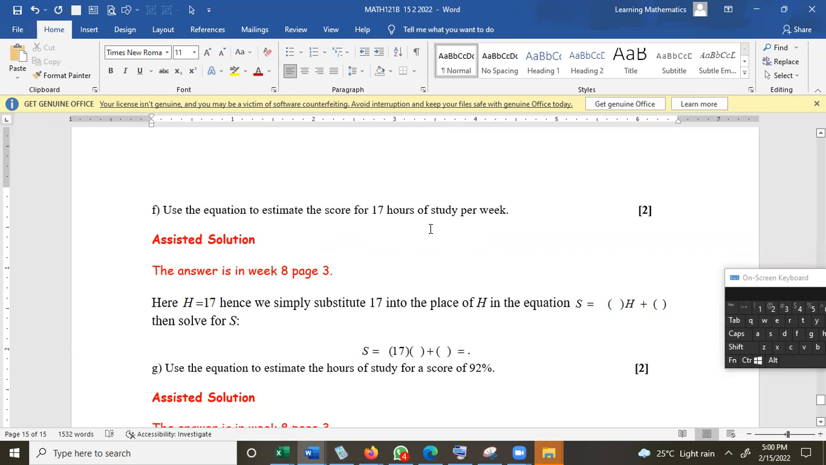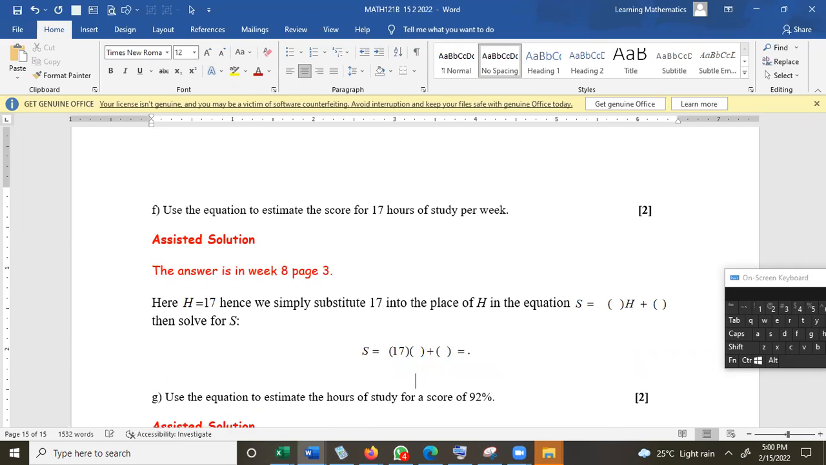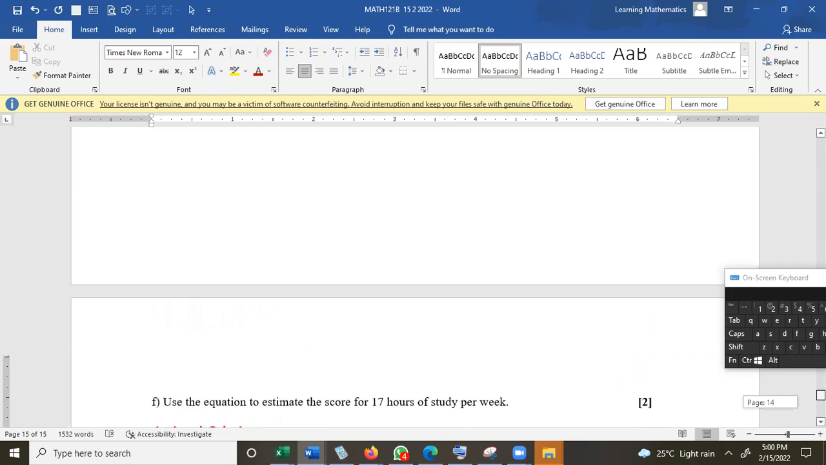So you are saying to yourself, what if I study for 17? How much do you think I will score? So it's like you are actually thinking ahead, thinking in the future. You are projecting, forecasting, predicting what will be the score if you study for 17 hours.